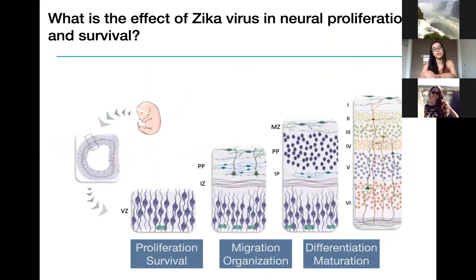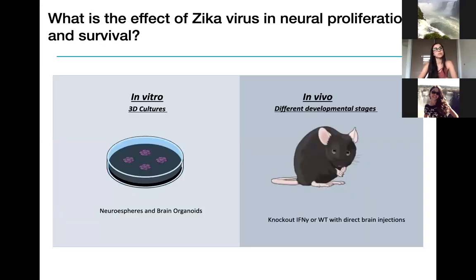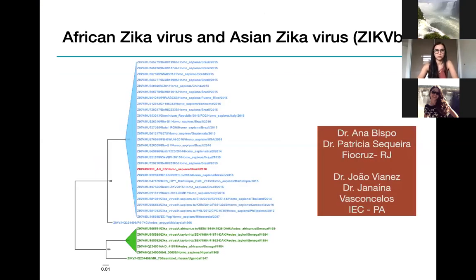And our goal here is to understand the pathogenesis of Zika virus. We first started by understanding how Zika would influence the proliferation or the survival of the neuroprogenitors. We did that with two approaches: one in vitro with 2D and 3D cultures, and the other in vivo, to understand different developmental stages with different animal models that I will explain to you.